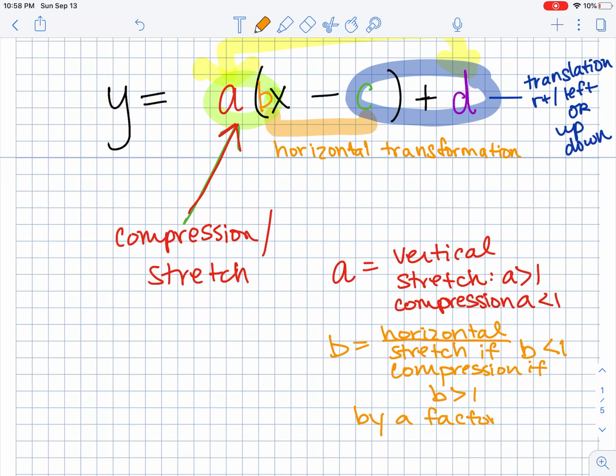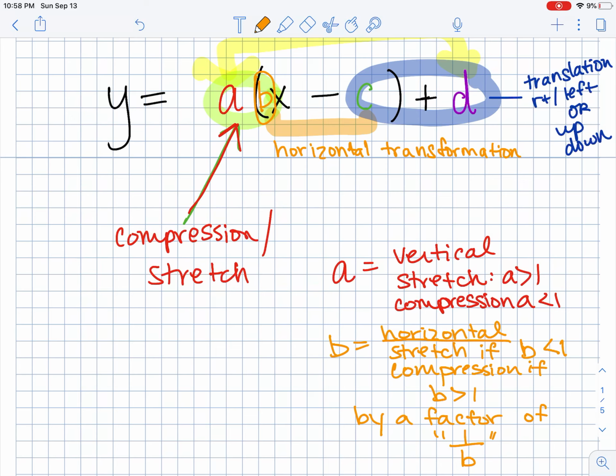by a factor of 1 over B. Okay, so whatever we see here for B, you need to basically take the reciprocal of it and then think, okay, if B was 7, the reciprocal is 1/7. If I multiply something by 1/7, it's going to be getting smaller. So that's going to be a compression. If B was 1/3, the reciprocal of 1/3 is 3. If I multiplied something by 3, I'd be getting bigger or stretching.